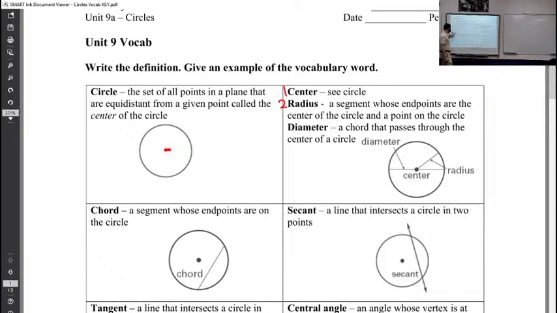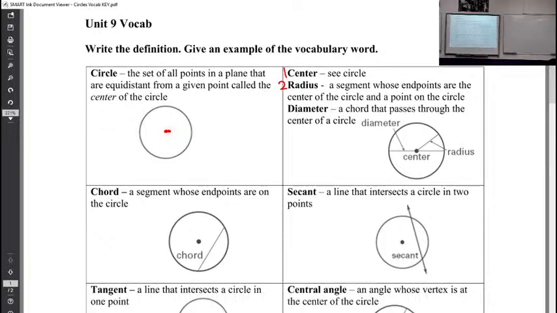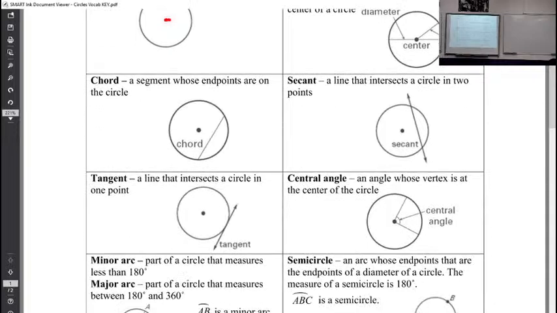If we have a line that intersects the circle at one point, at a single point, that is going to be called a tangent line. So the idea of a tangent line is that it crosses through the circle and just grazes by it at that one single point.